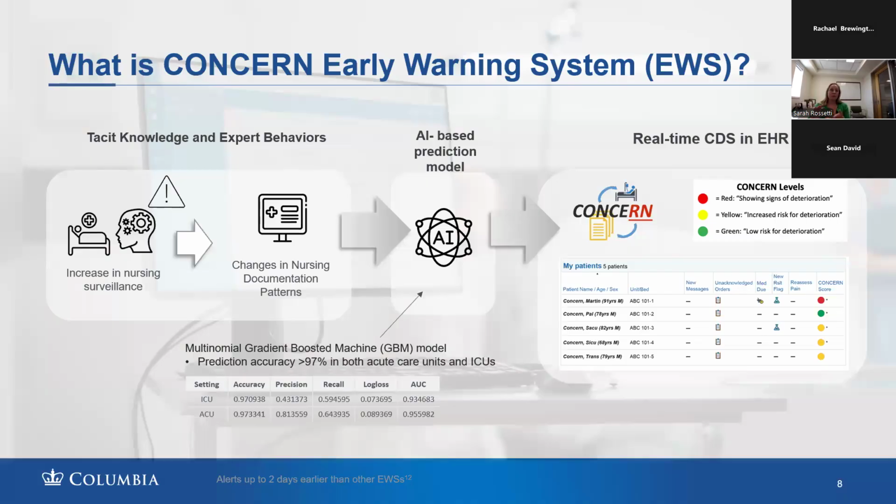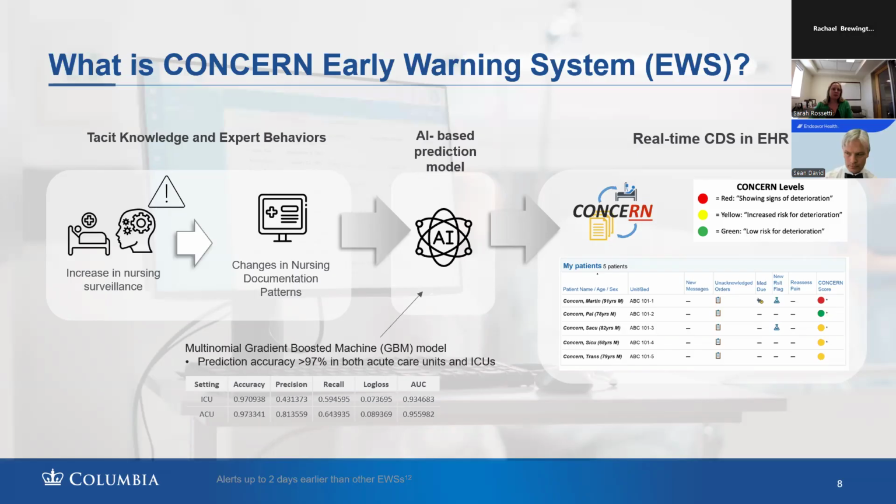So we actually turn this into an early warning system where we model this tacit knowledge and expert behaviors for those changes in nursing documentation patterns, and have incorporated that in an AI-based prediction model. So using a multinomial gradient boosted machine learning model with a prediction accuracy of over 97%, in both acute care units and ICU. So the concern model is used both in the ICU as well as acute care units. And we'll talk about what we've looked at for outcomes for the two of those.